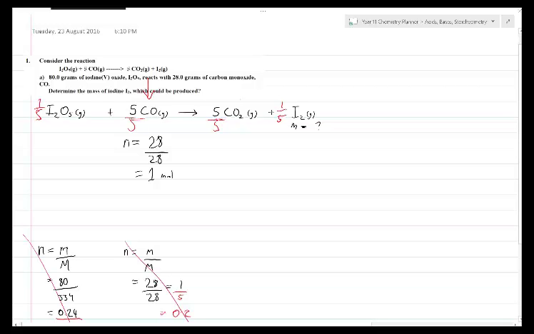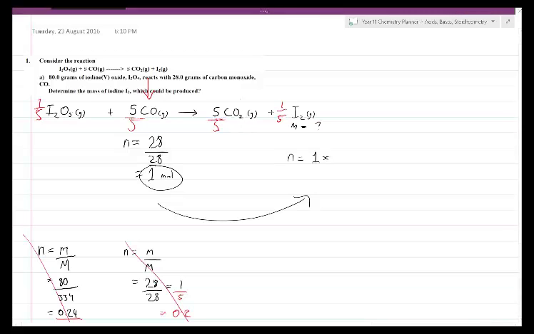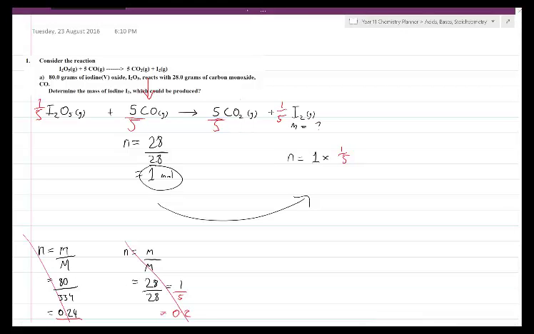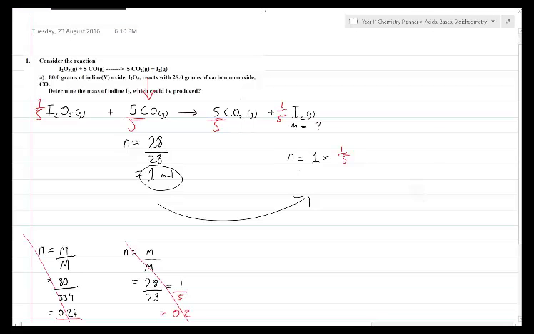Now, we come across over here. The number of moles of any other substance in our compound is equal to the number of moles of the carbon monoxide, this thing, multiplied by the coefficient. Okay? So the number of moles of carbon monoxide is 1. Our coefficient for the iodine is 1 over 5. 1 times 1 over 5. That's our number of moles of iodine. Okay? And so 1 times 1 over 5 is 0.2 mole.